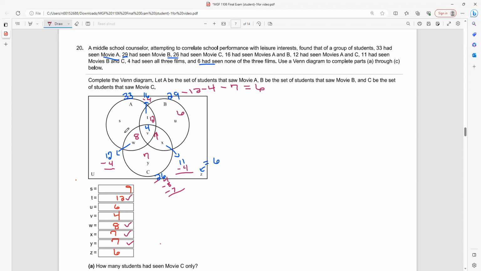And then the students that saw letter A only, letter S, we know 33 in all saw movie A. We're going to take away the students that saw A and B. So 33 minus the 12, minus the 4 students that saw all 3 movies, minus the 8 students that saw movies A and C. That'll give us 9 students here. Okay, so we've completed all of these sections. B was given to us, and then Z was also given to us.